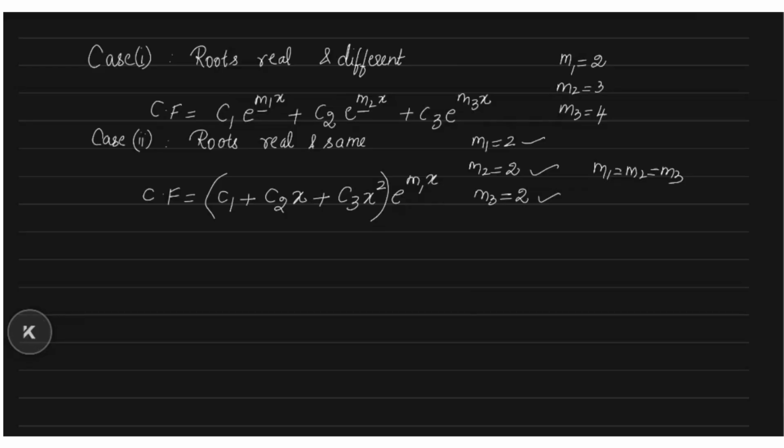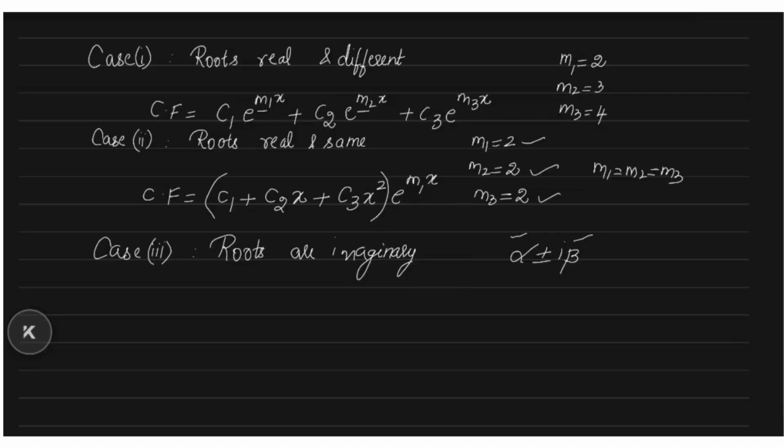Now coming to case 3. Case 3 is where roots are imaginary. Imaginary means when you are finding a root, you will have complex numbers in it. Generally, we denote the root as alpha plus or minus i beta. This is the real part and this is the imaginary part that comes with an i. Whenever you have a complex root, it will be a pair of complex roots. Here you had 2, 3, 4 separately, but here it will be a pair.